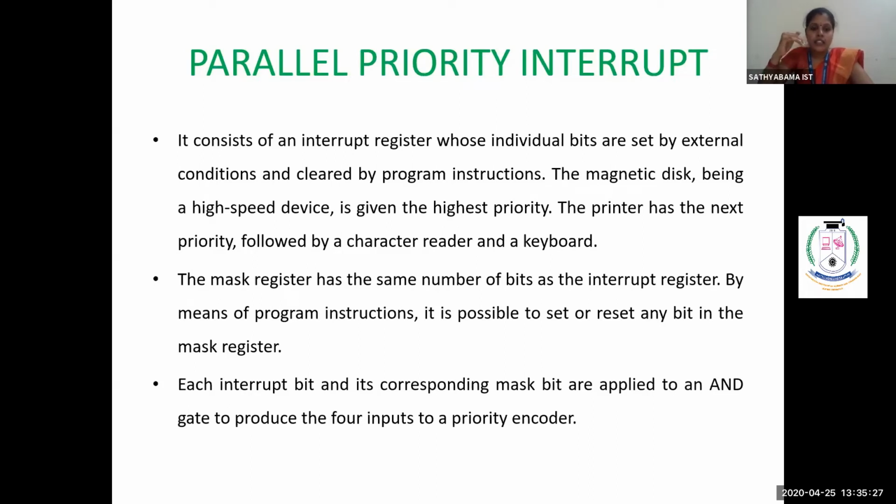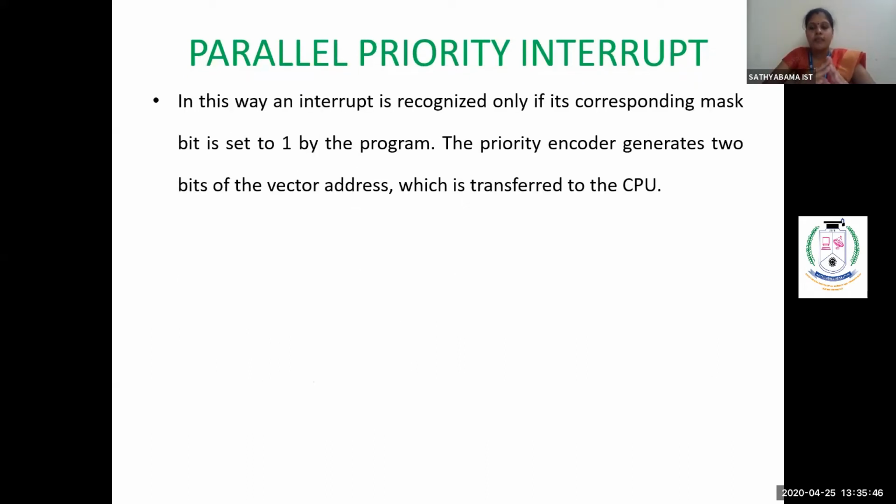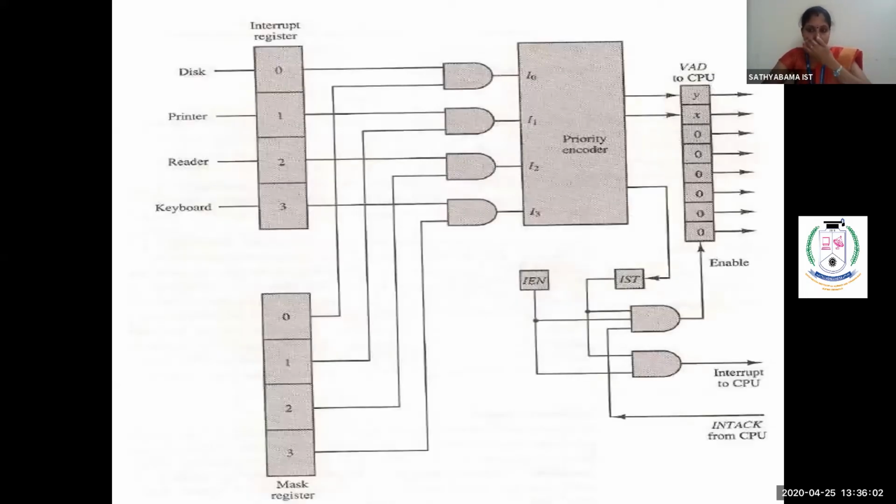The mask register has the same number of bits as the interrupt register. By means of program instruction, it is possible to reset any bit in the mask register. Each interrupt bit and its corresponding mask bit are ANDed to produce 4 inputs to a priority encoder. In this way, the interrupt is recognized only if its corresponding mask bit is set to 1. The priority encoder generates 2 bits of the vector address, which is transferred to the CPU. Understood?